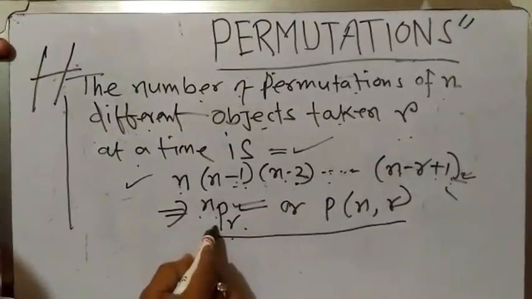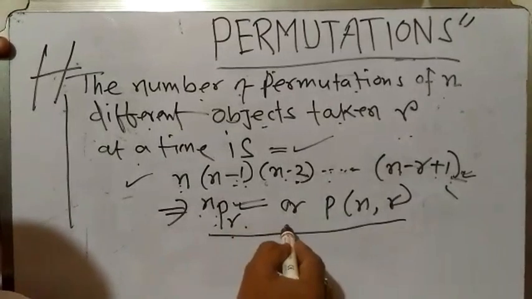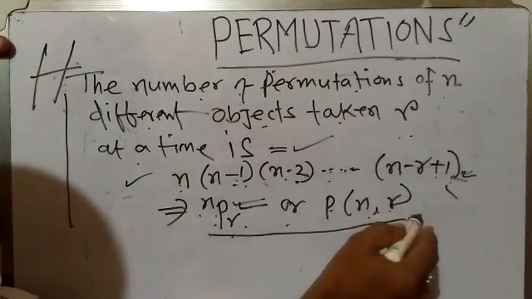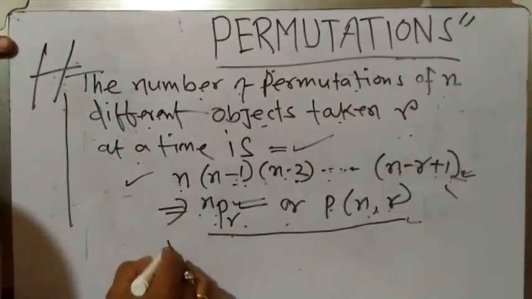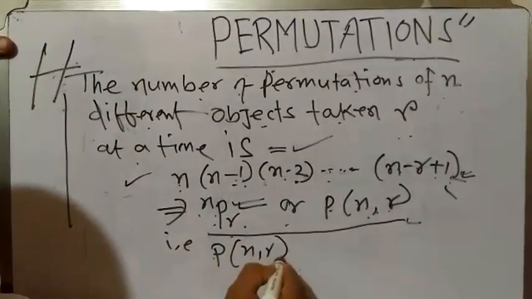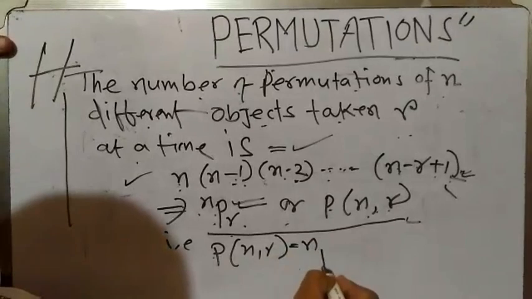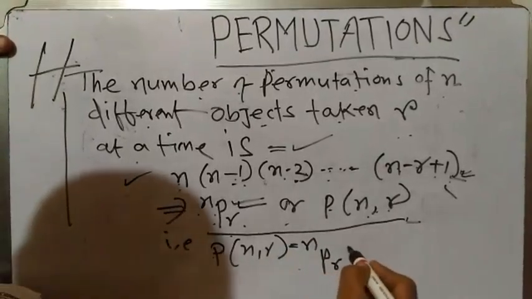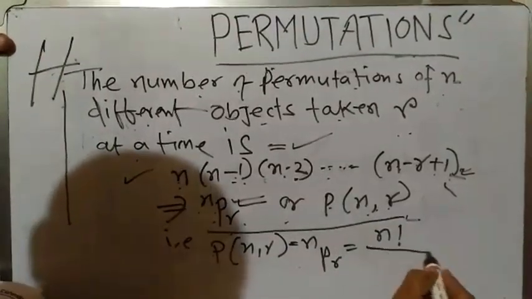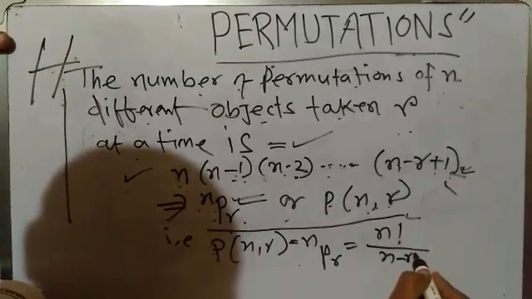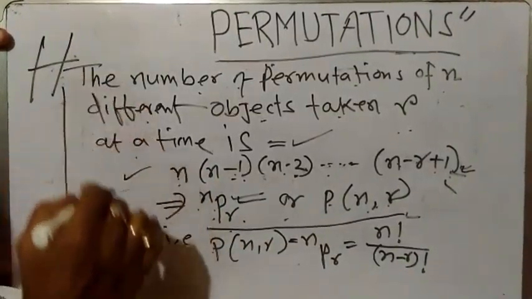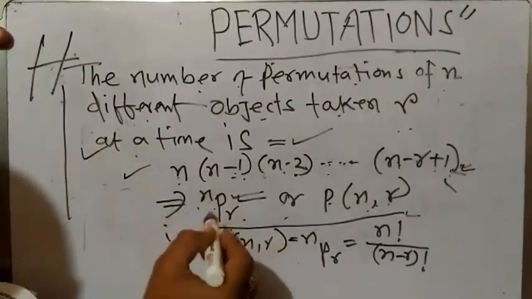So the number of permutations of n different objects taken r at a time, n into n minus 1, n minus 2, up to n minus r plus 1, can be denoted by nPr, or written as P(n, r). Clear? That is, nPr equals n factorial by n minus r factorial. Got it? Just copy it. Then we come back with different formulas.